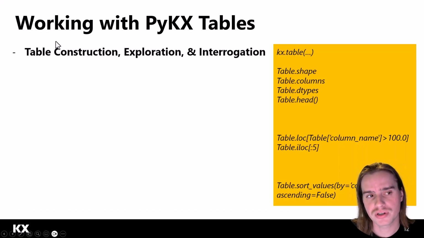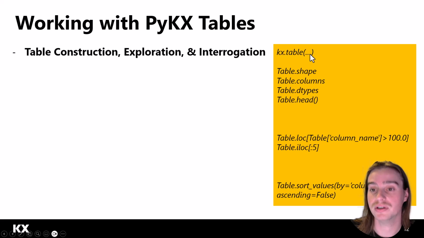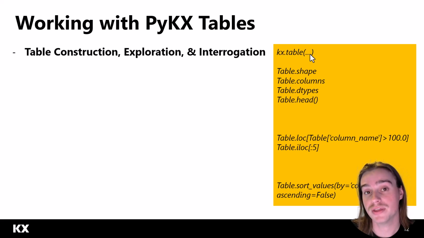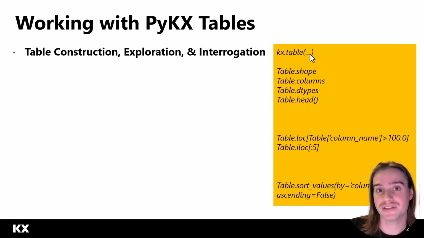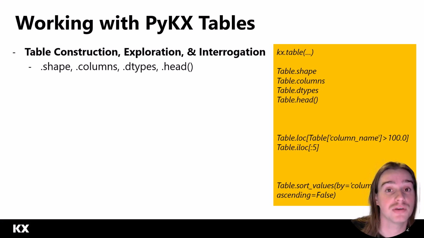Now, first, how do we actually create a table? We'll use a couple different methods to do that. Number one, kx.table, as you can see in this code example here, we specify that we want to create a table, and then we can pass in the columns and rows that we want to create. Or we can import or read a CSV file and take that directly into a PyKX table using the read CSV method.